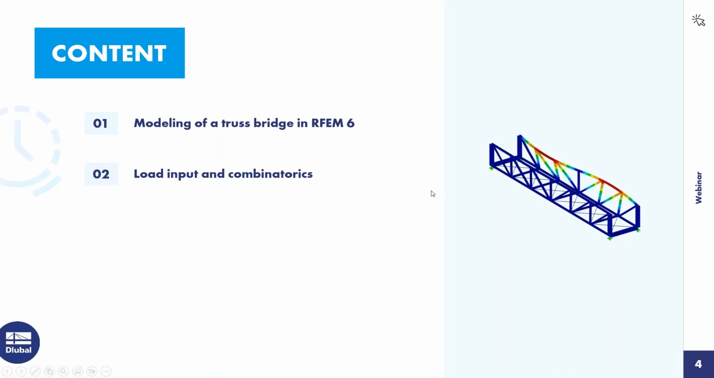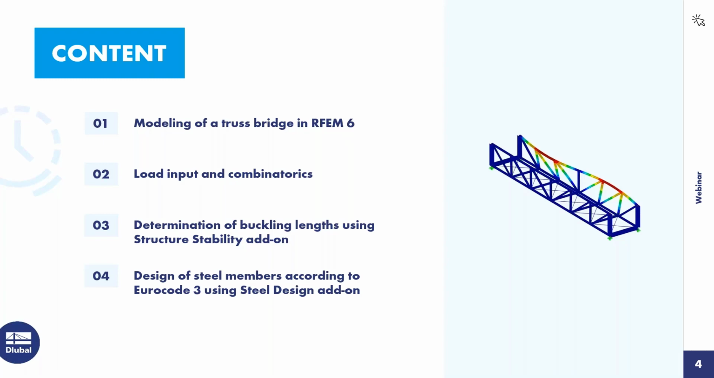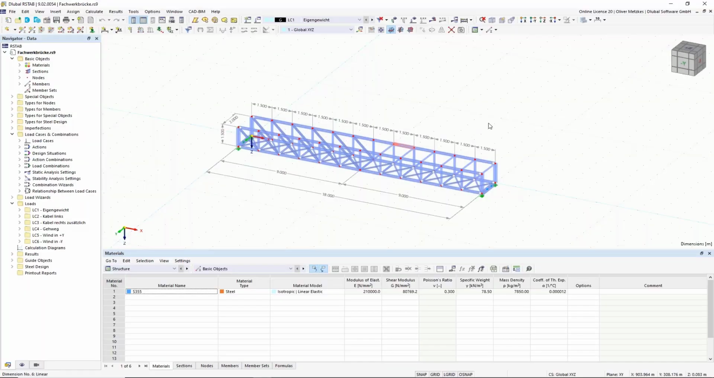To the agenda today, Oliver starts with the modeling of that truss bridge here. Then he will input loads and do the combinatorics. Then follows the determination of buckling lengths with an eigenvalue analysis using the structure stability add-on. And then the last point is the design according to Eurocode 3 with the add-on steel design. Okay, then I will hand over the screen to Oliver, and he can start with his presentation.